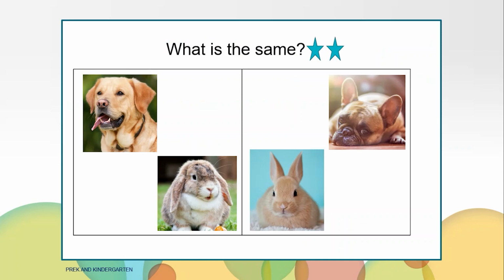What is the same in both boxes? Sometimes there is more than one answer to a question. It is the same because both sides have a dog and a rabbit. It is the same because both sides have two animals. It is the same because both sides have a dog on top and a rabbit on the bottom. Can you think of anything else that is the same?